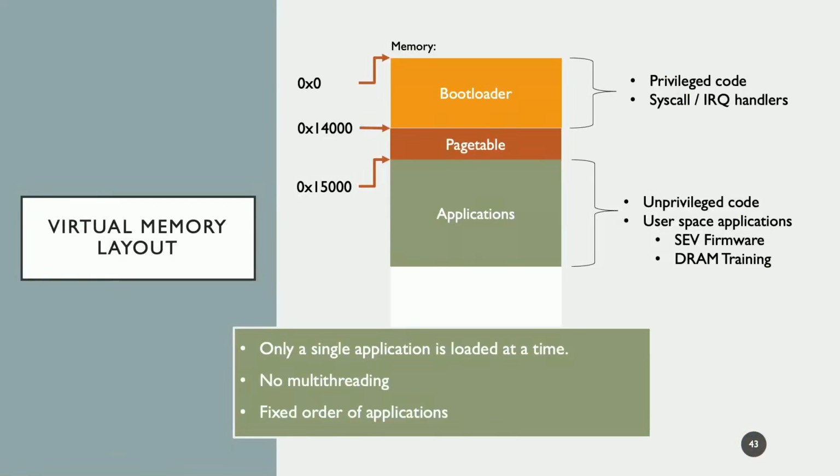So this is the memory layout of the PSP. The bootloader is loaded at offset 0. It has a header of hex 100 bytes, and it starts execution at exactly hex 100. It is privileged code, it handles syscalls, interrupts, and loads applications. Then we have the page table at this specific address, and everything below that, up to a certain point, is application code.